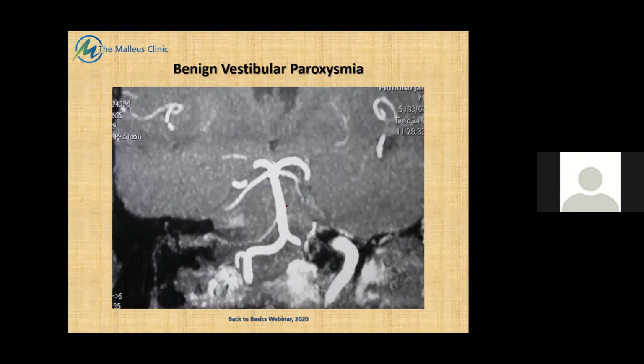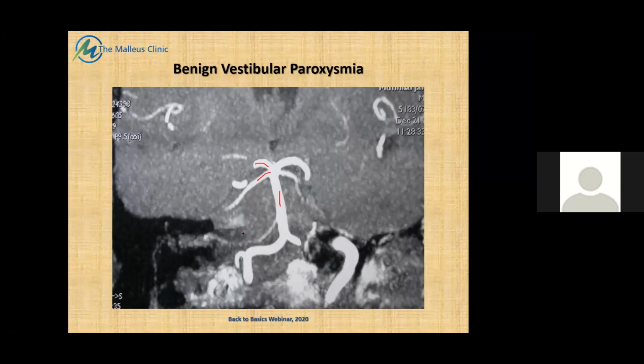Same patient, I beg your pardon, this was an axial view, and this is a coronal view. That's the third part of the vertebral artery, the fourth part of the vertebral artery, that's the PICA, that's the vertebral artery contralateral side, that's the basilar artery, that's the SCA, the superior cerebellar artery, that's the posterior cerebral artery. And you can see the ICA coming out from the basilar artery and extending right up to the internal auditory canal, thereby leading to symptoms of benign vestibular paroxysmia.